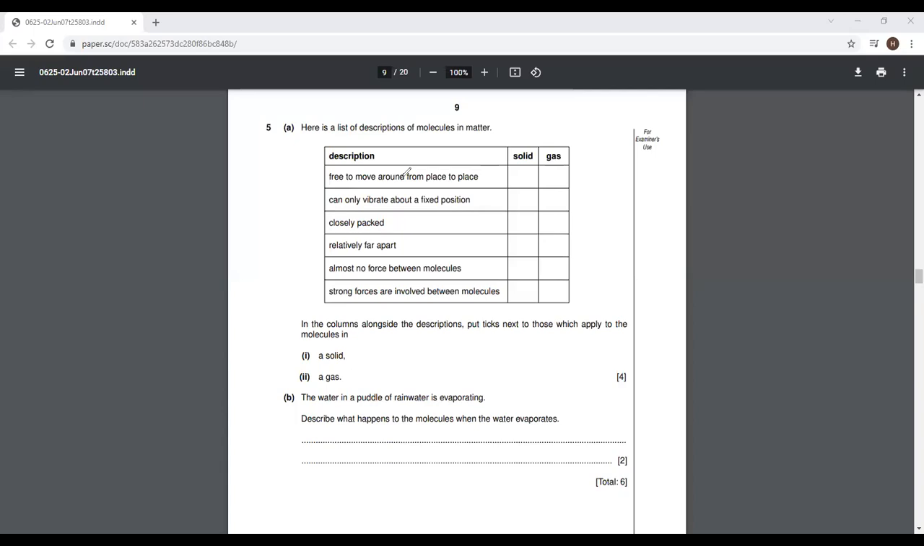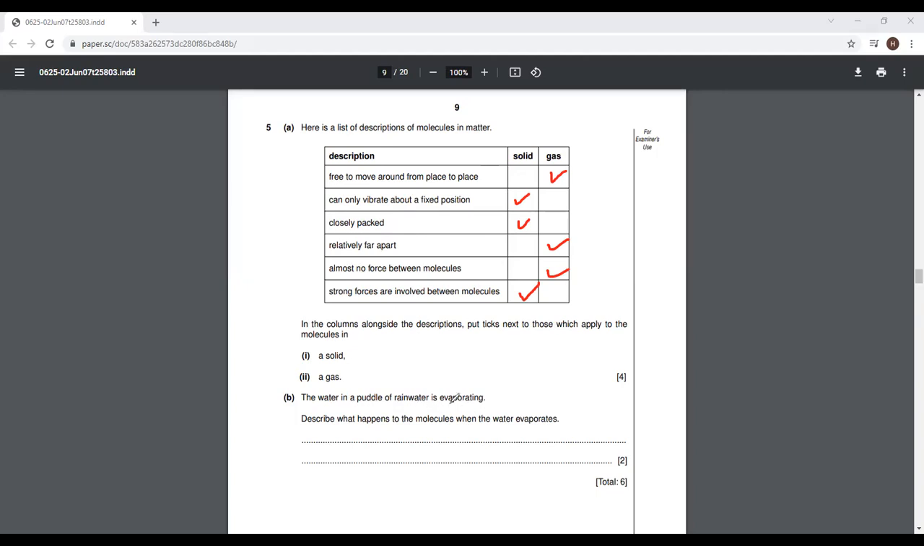Let's solve this question. Here is a description of molecules in matter. In order to see the difference between solid and gas: free to move around from one place to another, this is a gas; can vibrate about their fixed position, this is a solid; closely packed, relatively far apart, almost no force between the molecules, strong forces between the molecules. In the columns alongside the description, state whether the molecules are in a solid or a gas. That's what we just did.